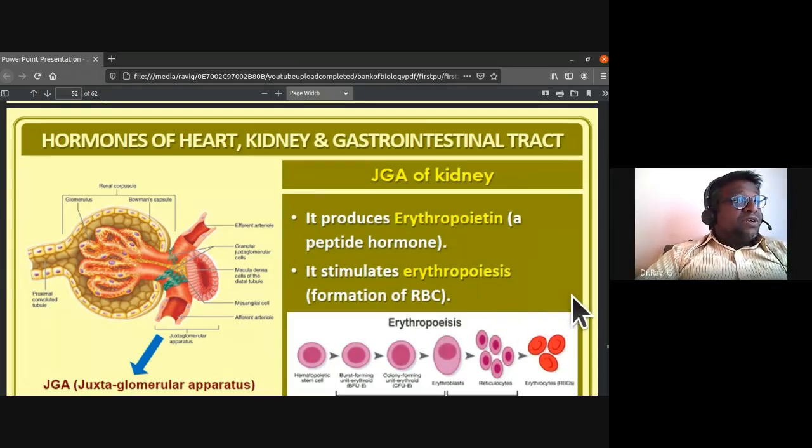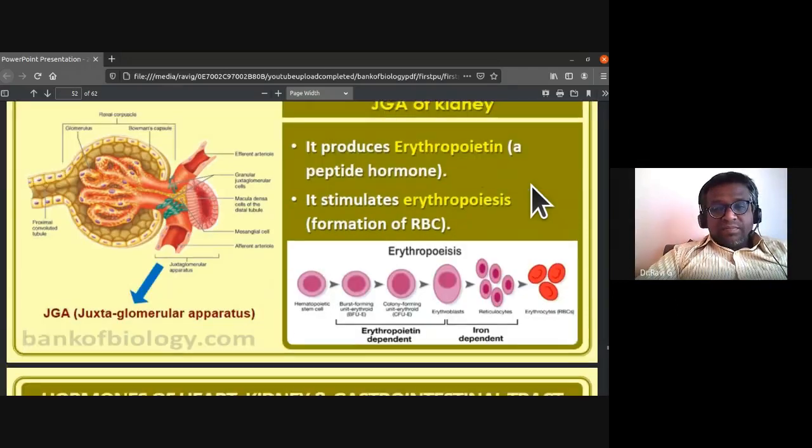Okay, so the formation of RBC was also one of the roles of aldosterone. Okay, so now the erythropoietin is secreted by juxtaglomerular apparatus of kidney. So they are going to secrete a peptide hormone, that is erythropoietin. It stimulates erythropoiesis, that is formation of RBC. Erythropoiesis is formation of RBC that is stimulated by erythropoietin, and that erythropoietin is being secreted by the juxtaglomerular apparatus of kidney.